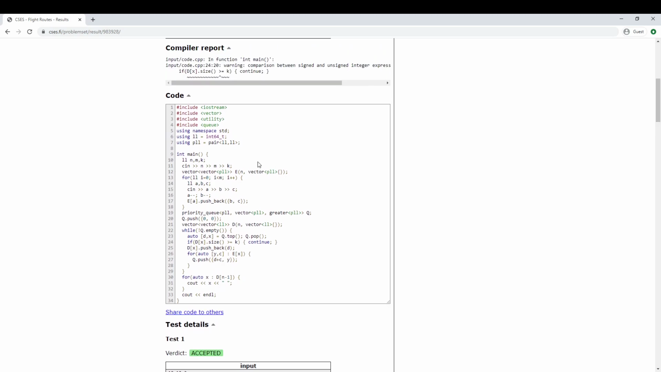So yeah, it's kind of neat that Dijkstra extends so easily to this case. Cool thing to know.